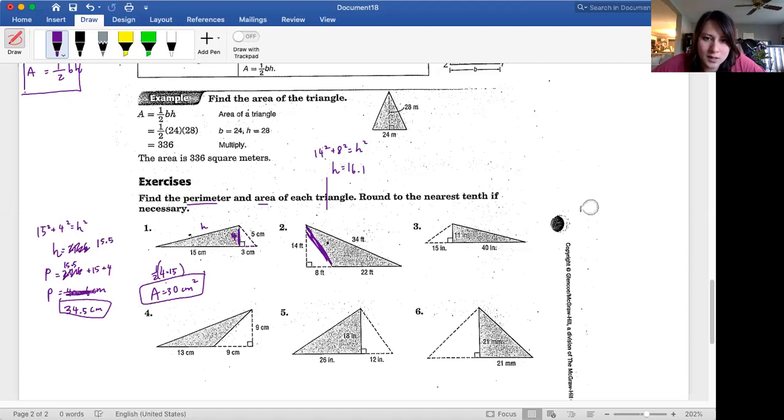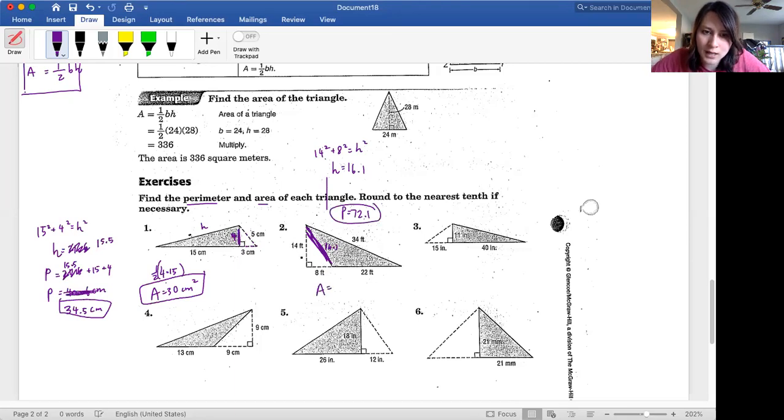And that means this third side is 16.1. Plus 34 plus 22. And so the perimeter is 72.1.